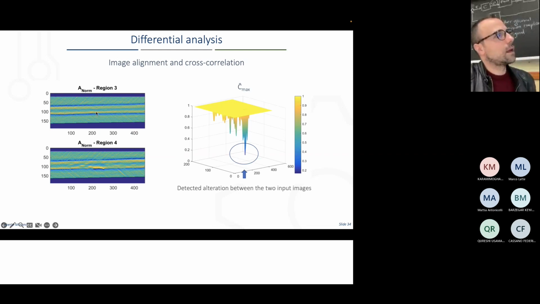So making a comparison and then taking this value between, for example, region 3 and region 4, creating those patches and moving the patches and so on, we get a minimum of the maximum of normalized cross-correlation in the specific point. That means that there's something here. Okay, there's a difference between the two images in this similarity measurement metric.